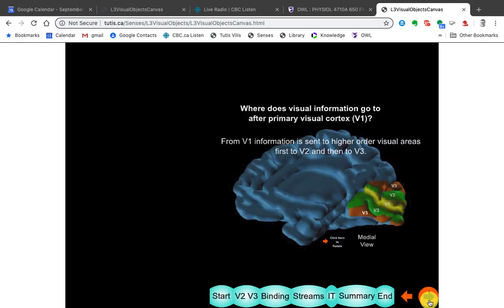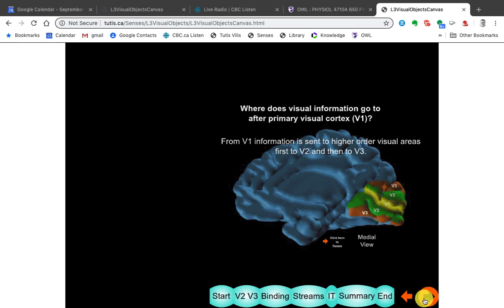So now we can take a look at what we have after V1. You can see V1 here is right here around the middle, and that's where the calcarine is. It's tucked into this valley. And then on both sides of it is V2, and on both sides of that is V3.